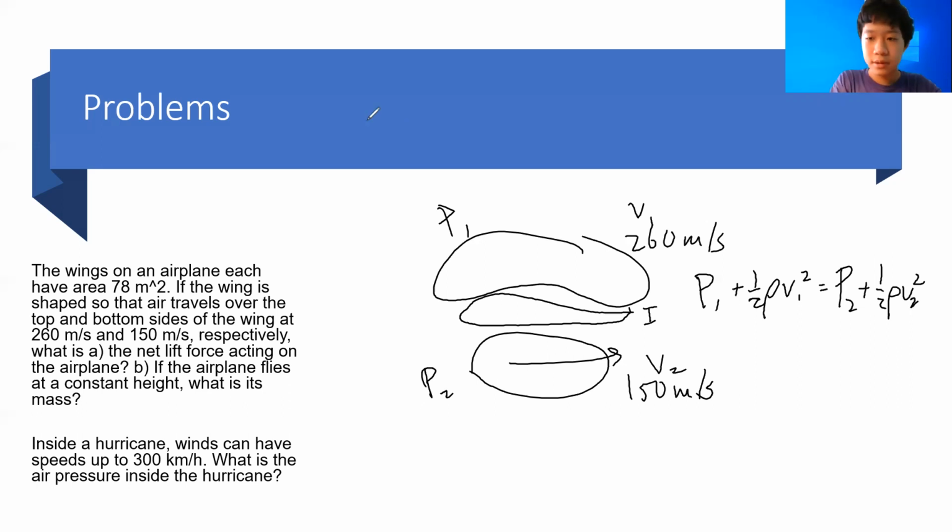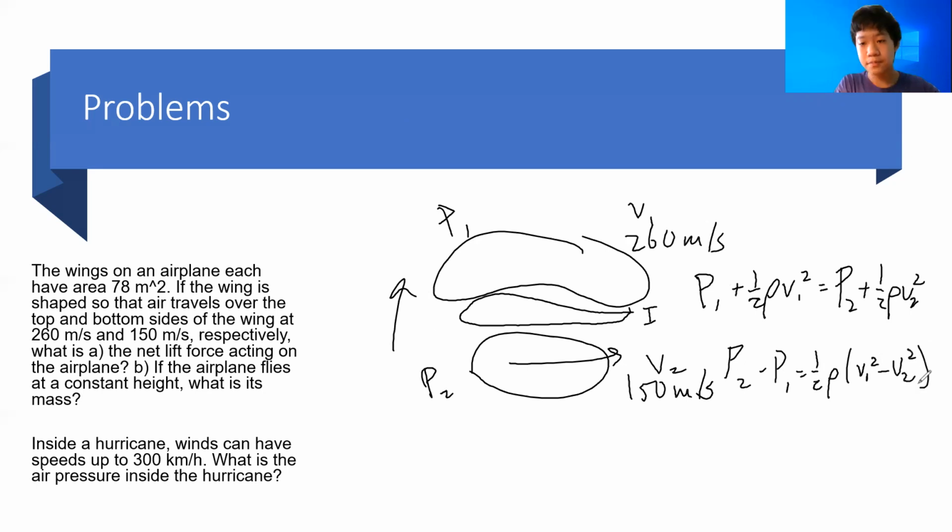All right. So the net pressure, the difference in pressure, is going to be P2 minus P1. Rearranging it a bit, we get P2 minus P1 equals 1/2 rho (V1 squared minus V2 squared). Okay, so let's calculate that. What is V1 squared minus V2 squared times 0.5 times 1.29? So the net pressure is 29089. Okay, so that's the net pressure on the wings.